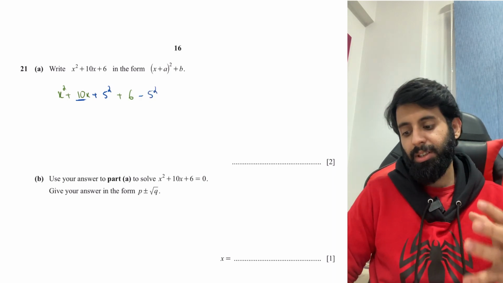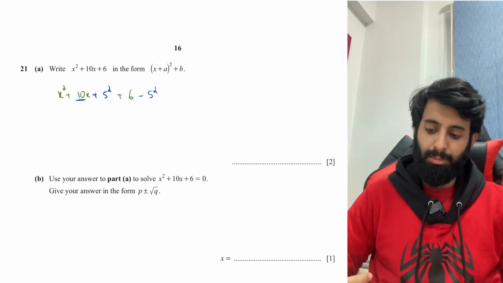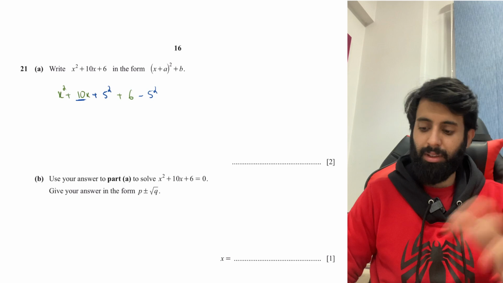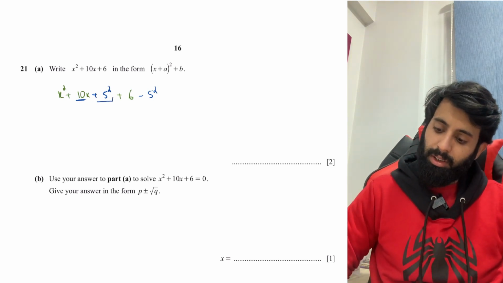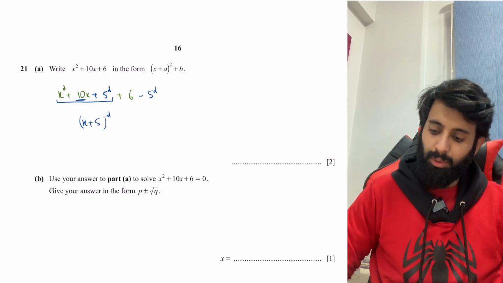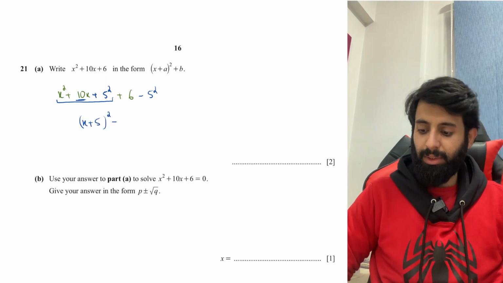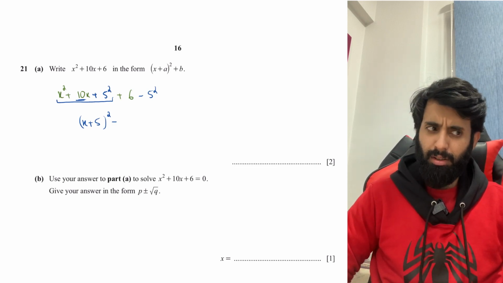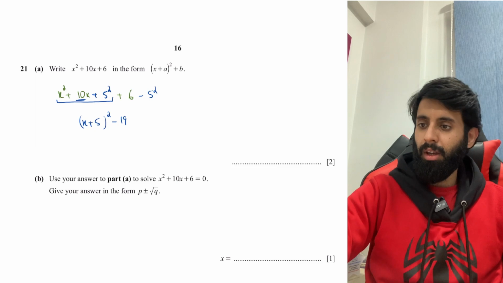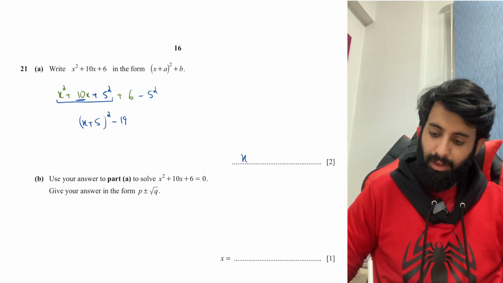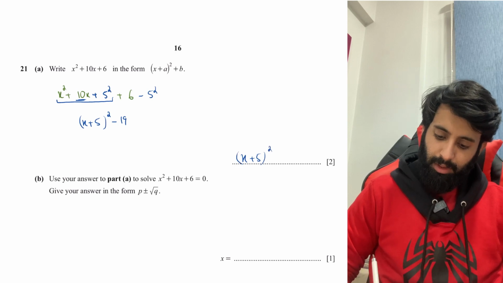Because this is an expression, if you're adding something, you've got to make sure you subtract it to maintain balance. Had this been an equation and we had added something on the left hand side, we would have added the exact same thing on the right hand side also. So this compresses into x plus 5, the whole thing squared, and 6 minus 5 squared is 6 minus 25, which is equal to what? 6 minus 25 is 19, is it? Yeah, so 19 it is. And there you go, that is the correct answer. So we'll write it over here, x plus 5, the whole thing squared, minus 19.